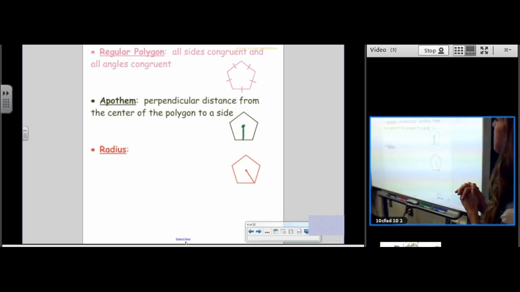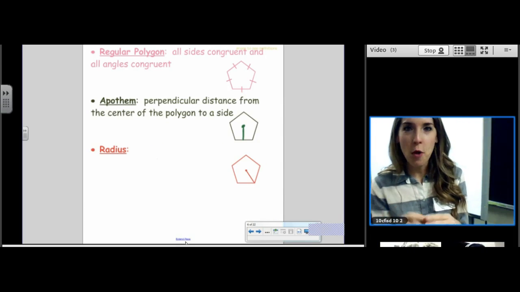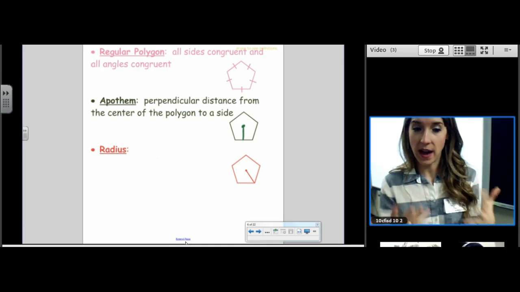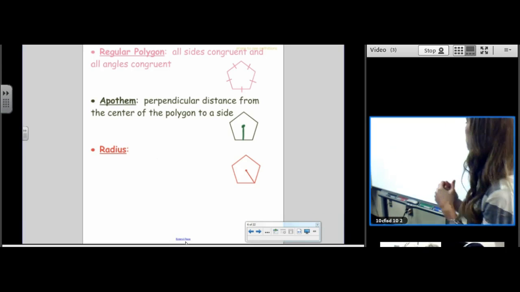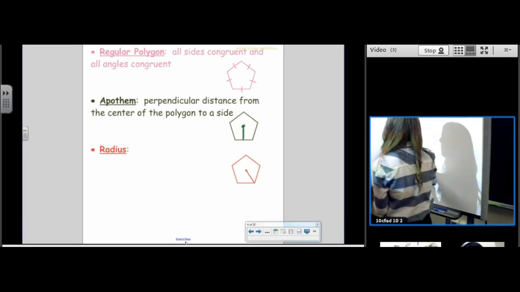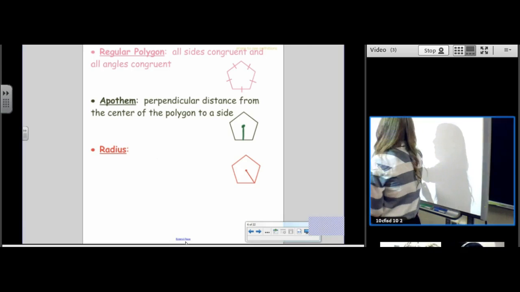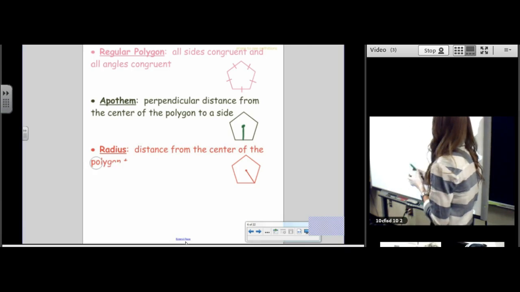The next word is a radius. Now, you've learned about the radius of a circle, but did you know that polygons had radii too? So there is such a thing as a radius of a polygon, and it's pretty much similar to the radius of a circle. So what is the radius? It is the distance from the center of the polygon to a vertex.